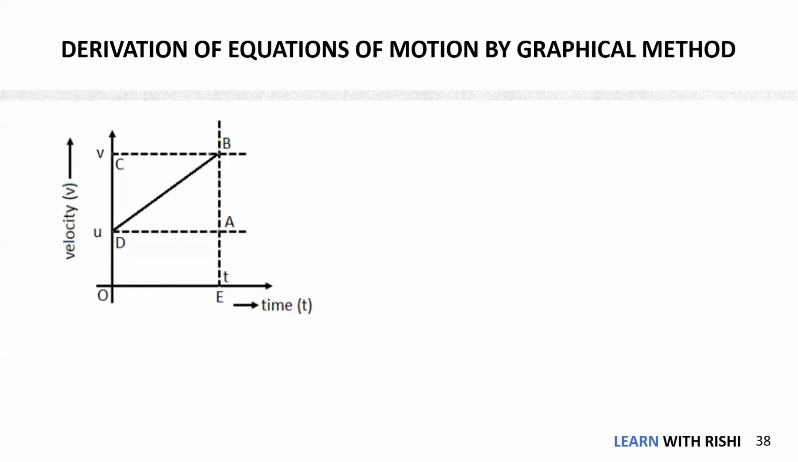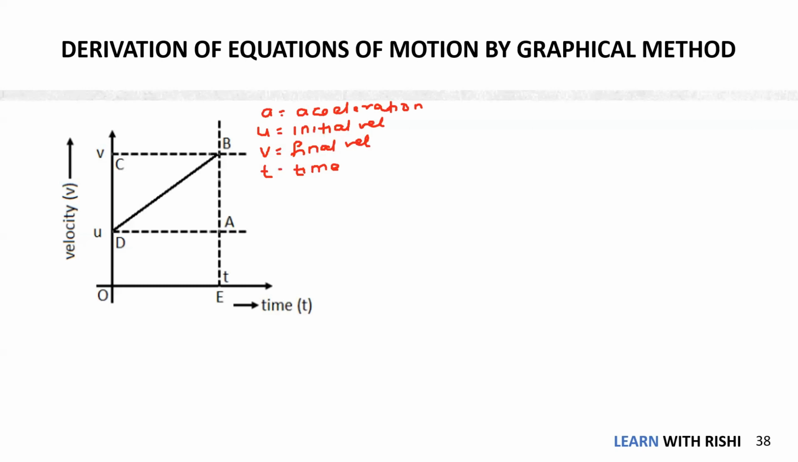So let us make assumptions that let a be the acceleration, let u be the initial velocity, let v be the final velocity, and t be the time. Now, in the second equation of motion, we need to find the displacement. In order to find the displacement, we have already learned in the previous video that when a graph is velocity versus time, the area under the graph gives us the displacement of the object.